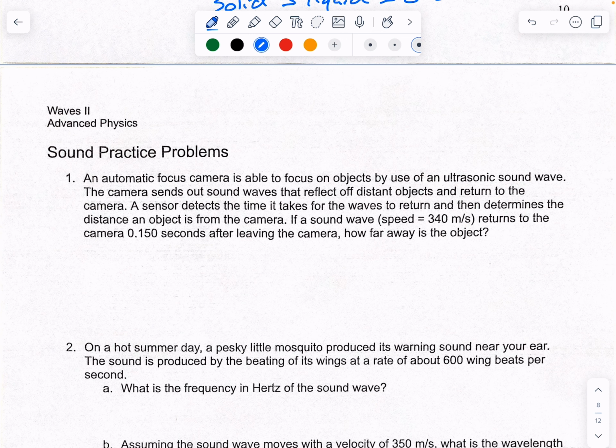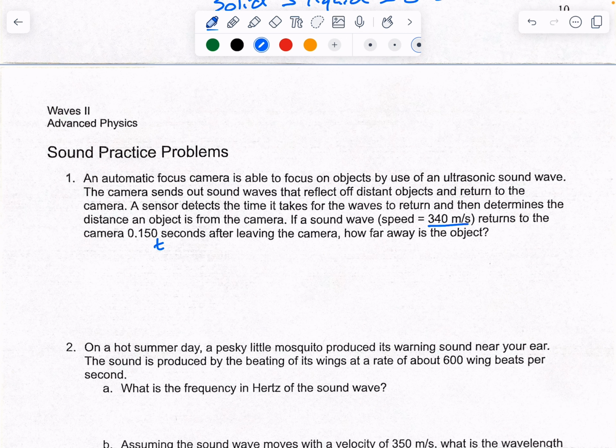An automatic focus camera is able to focus on objects by use of ultrasonic sound waves. The camera sends out sound waves that reflect off distant objects and return to the camera. A sensor detects the time it takes for the waves to return and then determines the distance the object is from the camera. If a sound wave with a speed of 340 meters per second, so we have our velocity, returns to the camera in 0.15 seconds after leaving the camera, how far is it?